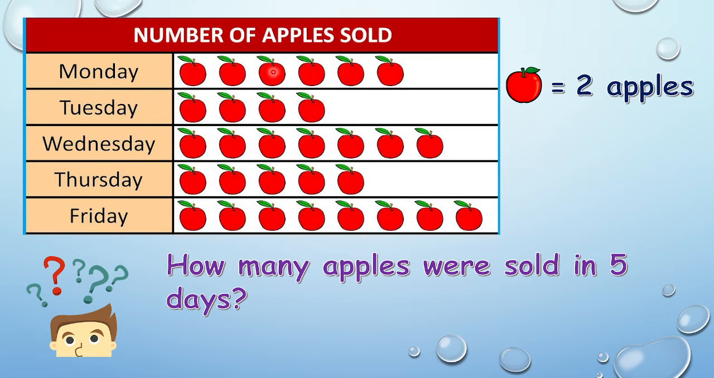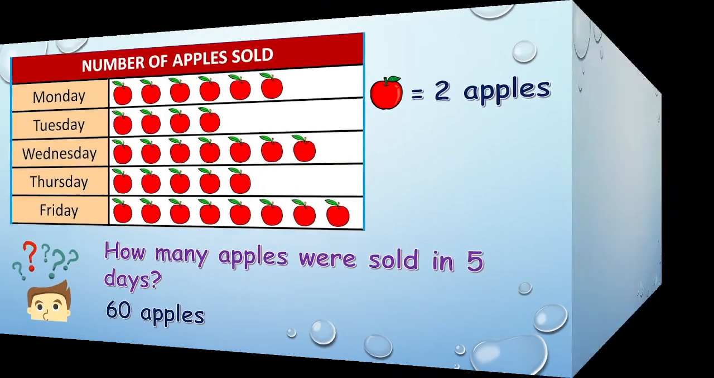So we have 1, 2, 3, 4, 5, 6, 7, 8, 9, 10, 11, 12, 13, 14, 15, 16, 17, 18, 19, 20, 21, 22, 23, 24, 25, 26, 27, 28, 29, 30. 30 pictures. But what will be the answer? 60. Yes. 30 pictures times 2, because each picture is equal to 2. So 30 times 2 is 60 apples. They were able to sell 60 apples within 5 days.